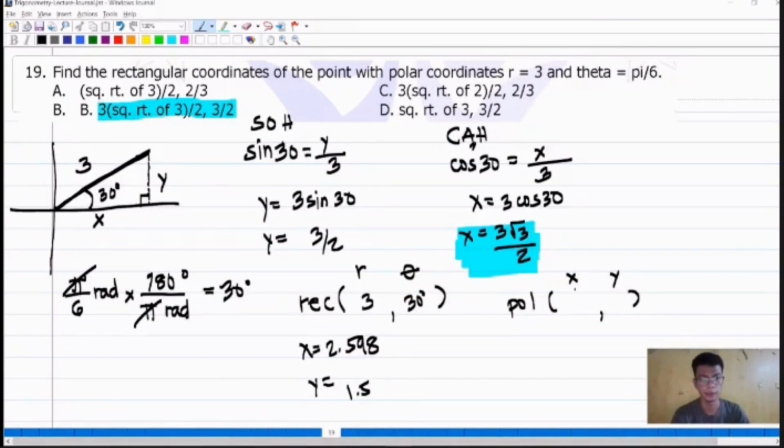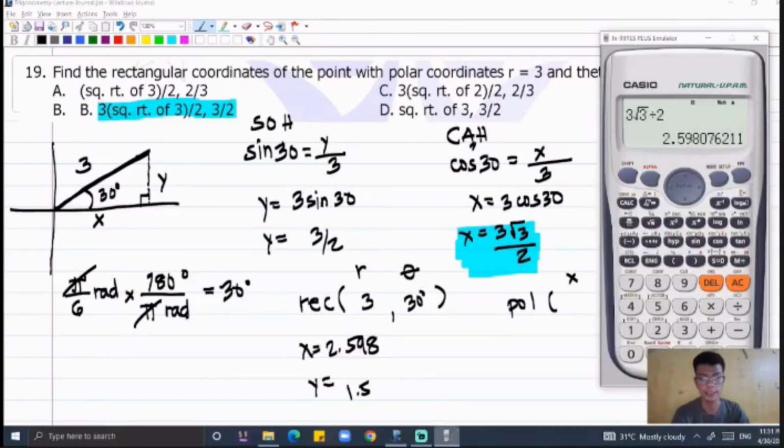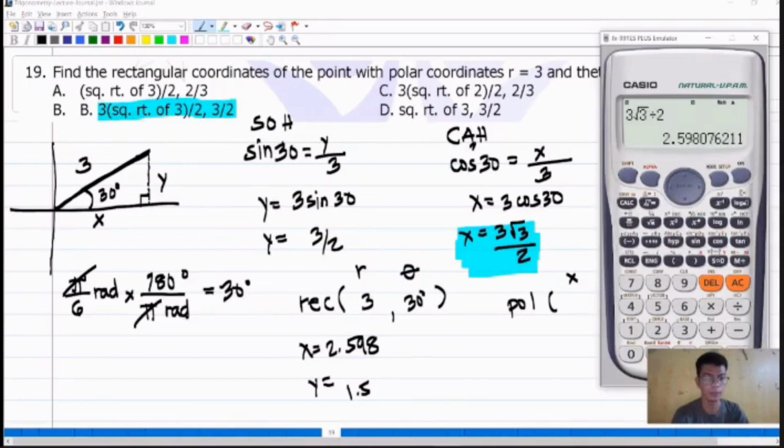Now let us get the value of r and theta using the answer. Shift again, this time for polar since polar is what we are looking for. The value of x is 3 square root of 3 all over 2, and the value of y is 3 divided by 2. Then it outputs the polar coordinates: 3 and 30 degrees.